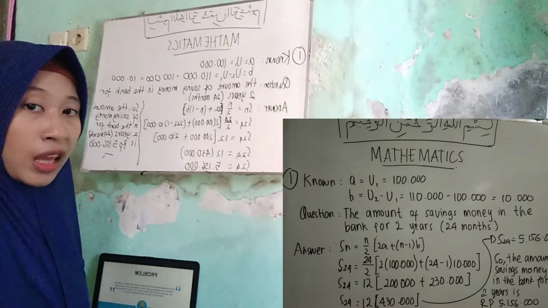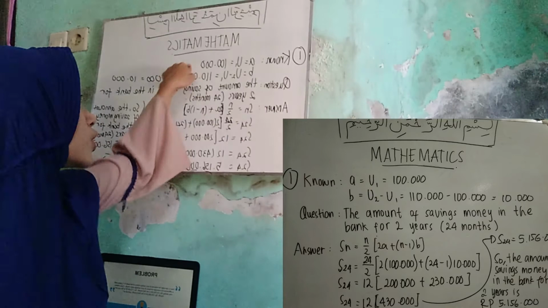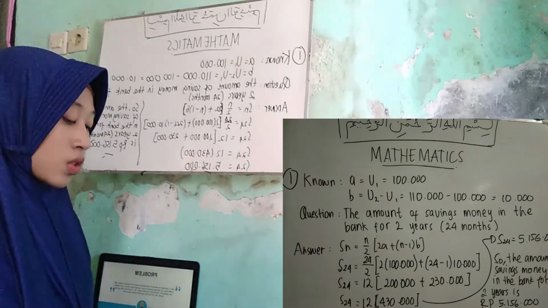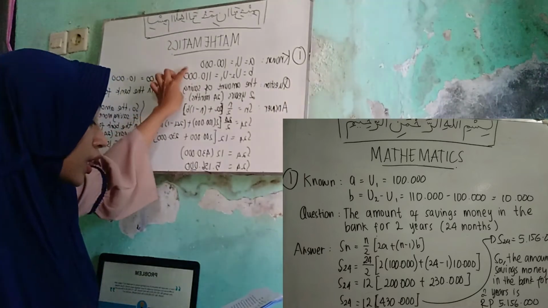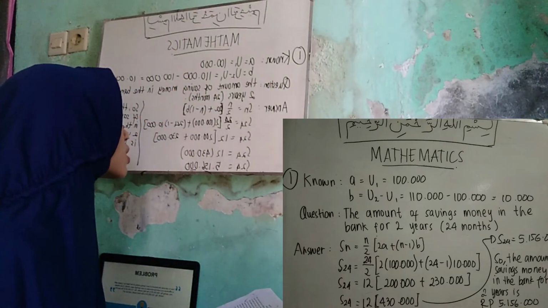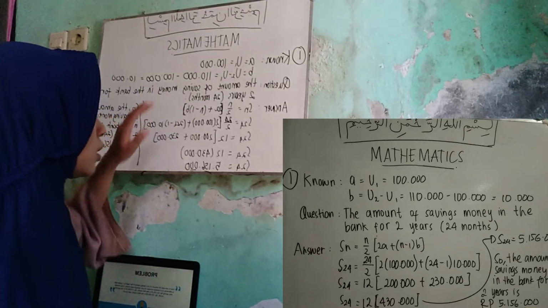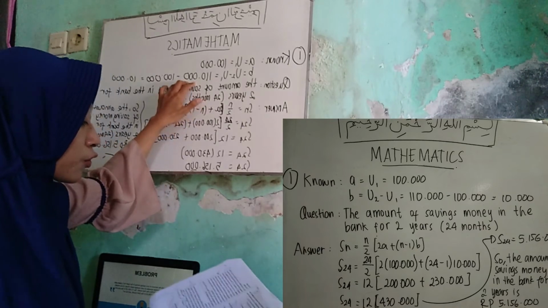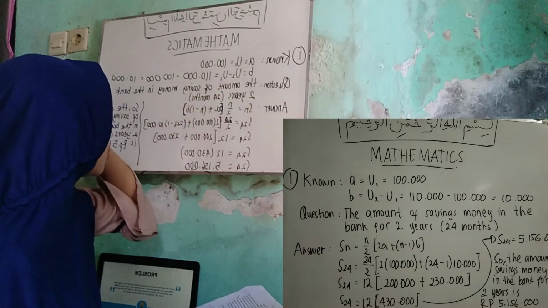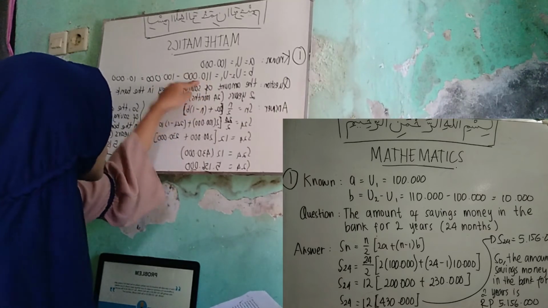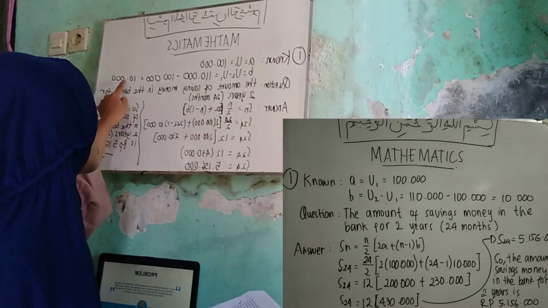In this problem, we know that the first term is 100,000. The first term, or A, is the money in the first month that he or she saves in the bank. So 100,000 is the first term, A. Then we find the difference. The difference we can get from the second term minus the first term. So we got 110,000 minus 100,000 is equal to 10,000.